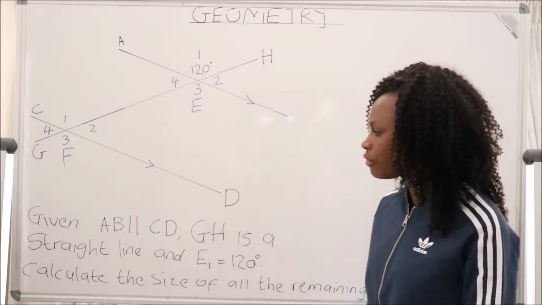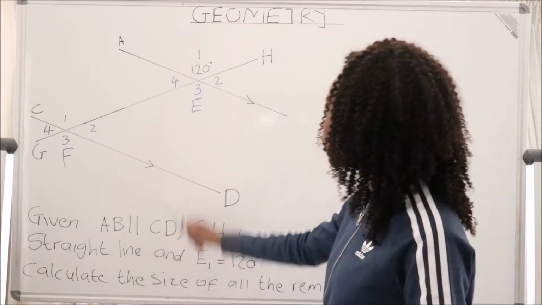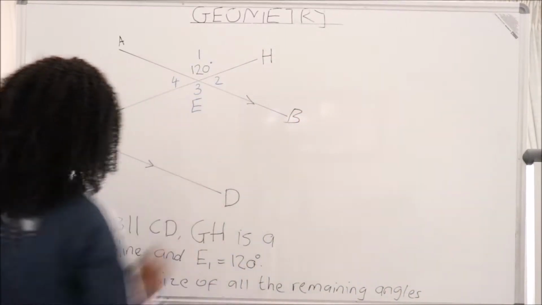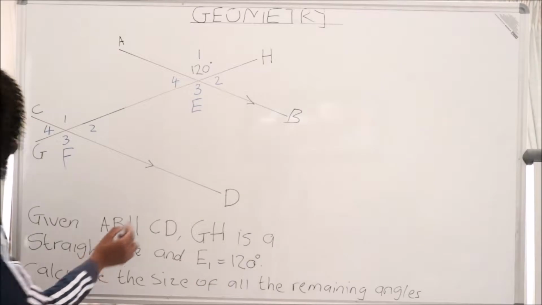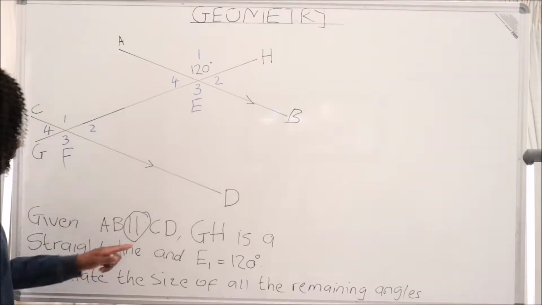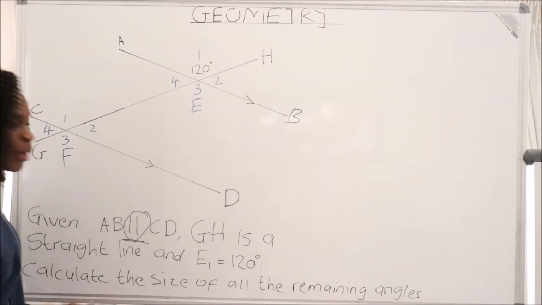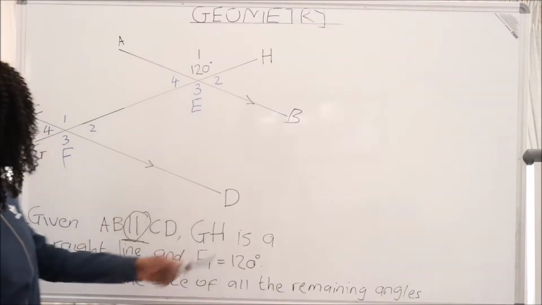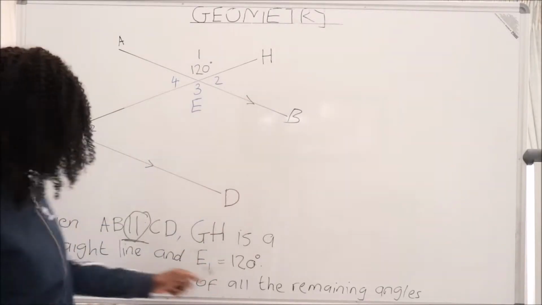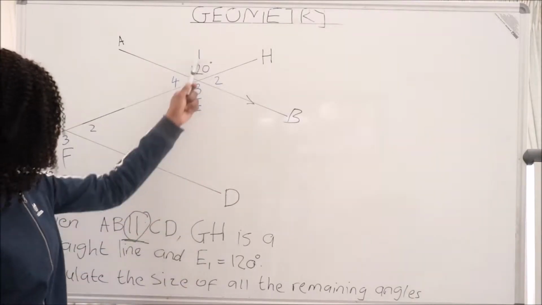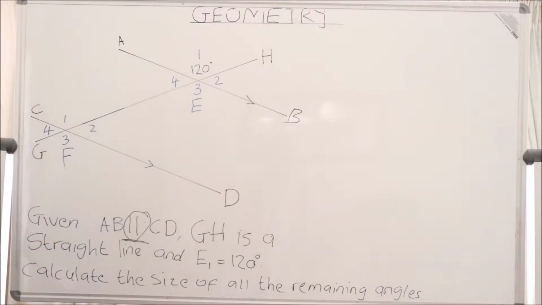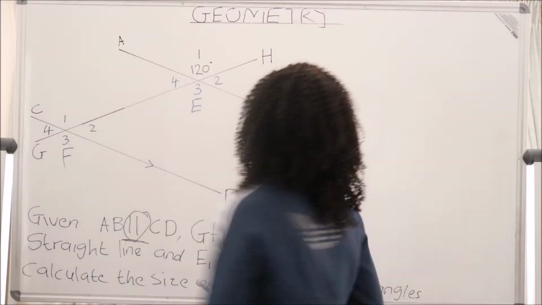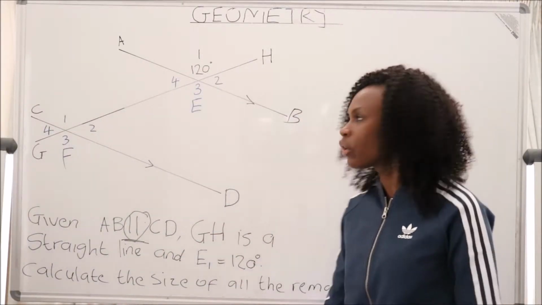All right, here we have a question that says, given that AB, which is this line AB, I forgot to write B here, is parallel to CD. Remember these two arrows here are the symbol of parallel lines. So AB is parallel to CD. GH is a straight line, and E1, which is here, is equal to 120 degrees. So the question says, calculate the size of all the remaining angles in this figure here.